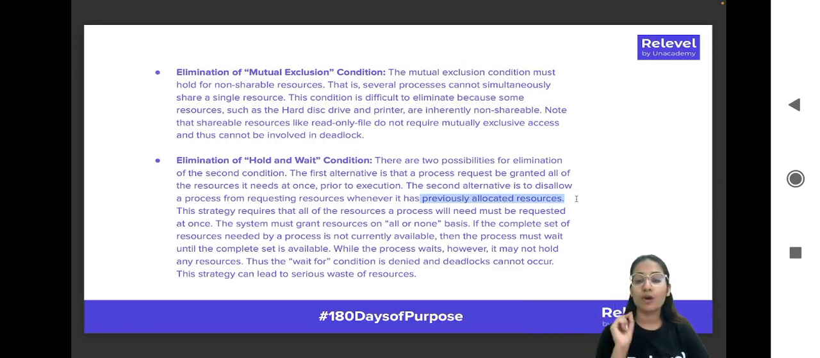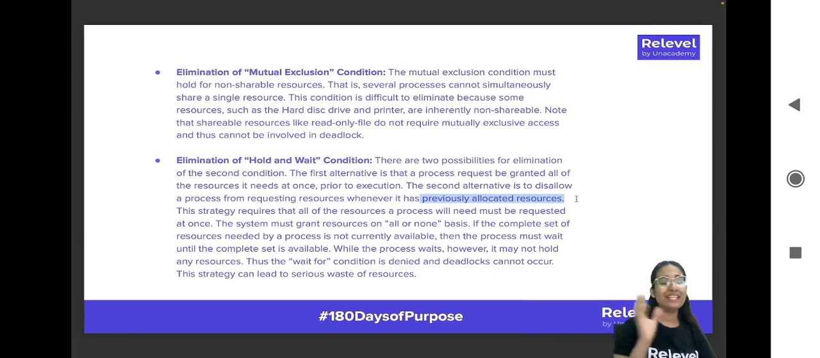And when the process waits, it also cannot hold any resource. It's not like, I need 3 more resources, I'm holding 2 right now. No, if you are in a waiting state, you are not supposed to hold resources. Thus the wait for condition is denied. If a process is holding something, then it cannot wait for something. If these protocols are followed, we can say that the deadlock cannot happen.